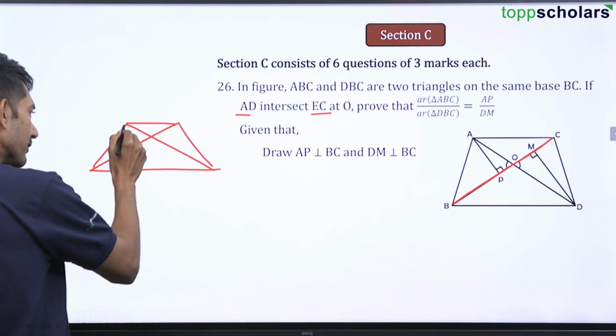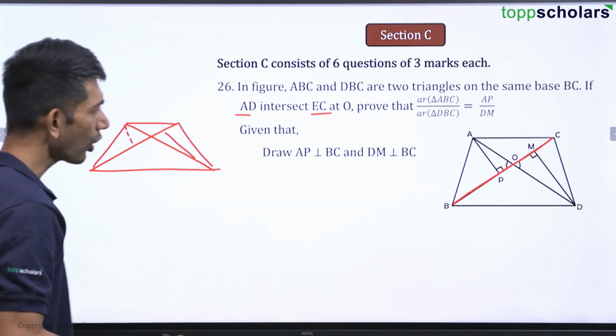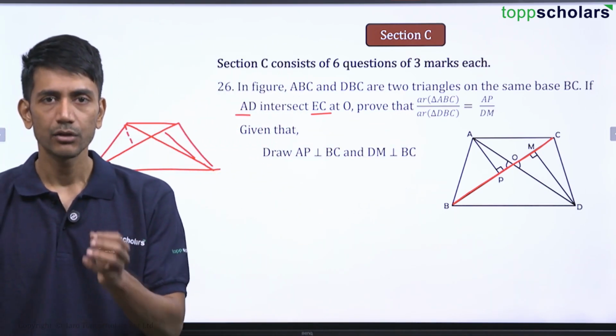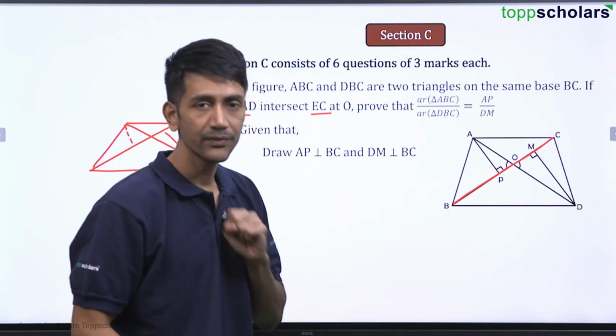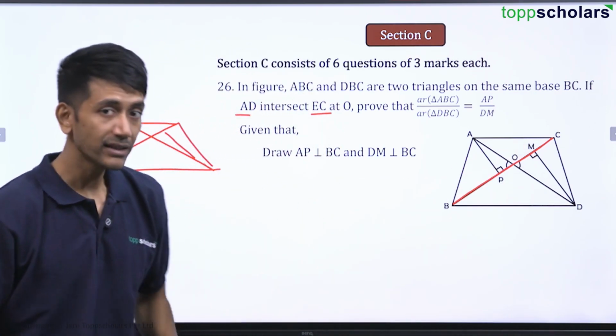And now what we are going to do is construct the heights. Obviously we need to construct the heights because when we talk about the area of a triangle, the area of the triangle is given by half into base into height, right? So to have half into base into height, I need to construct AP and I need to construct DM. So let's assume that we have already constructed it.